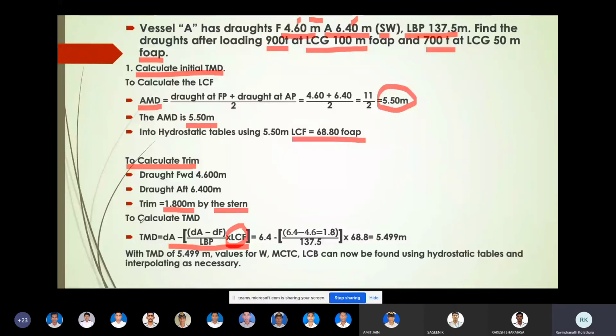Now I apply the TMD formula, draft aft, all this LCF I found out. So finally I get my TMD draft to be 5.499. So this is my initial draft. Now with this initial draft, can I find out all other initial conditions like displacement, MCTC and LCB? Yes, sir. With this TMD draft, again I can go to hydrostatic tables and find out my initial condition.